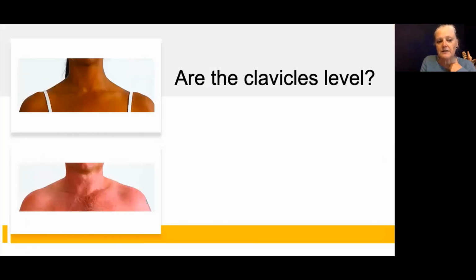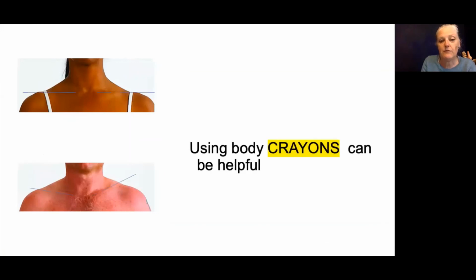The clavicles, I'm going to show you another picture on the next slide. I'm going to add to this slide. If you draw lines over them, again with a crayon, it can be very helpful. So the lady at the top here, the clavicles are almost symmetrical, and that's not what most people's clavicles look like. It's because she's hypermobile, so she's got laxity in the joints, so her joints don't hold her clavicles in the normal posture.